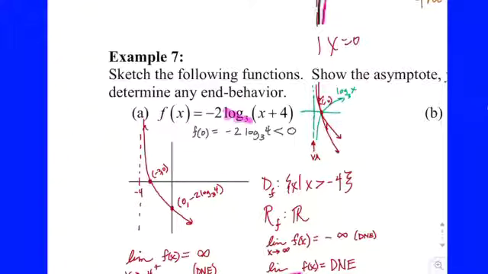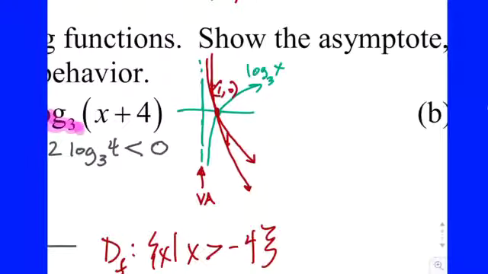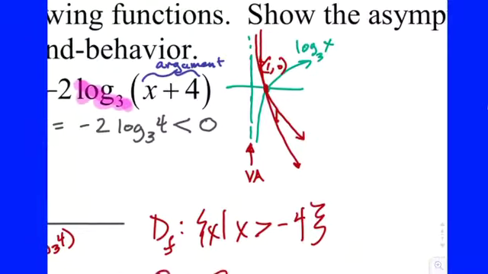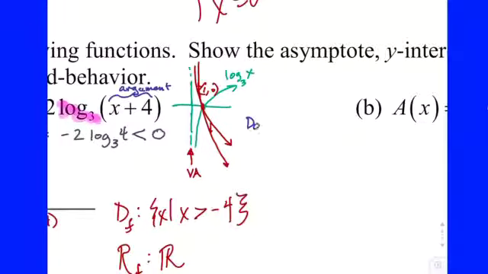Okay, so those are the two most important things for determining the domain, right? Where's the vertical asymptote, and does it live to the left or right? Here's all you have to do. Take your argument, right? We call that the argument. It's the thing we're taking the log of. What types of numbers can we take logs of? Positive numbers. So, if you're trying to find the domain of a log function algebraically, here's what you do. All you have to do is take your argument, the thing you're taking the log of, and set up an inequality by saying it has to be strictly greater than 0.